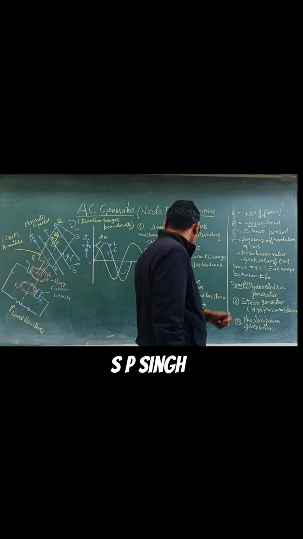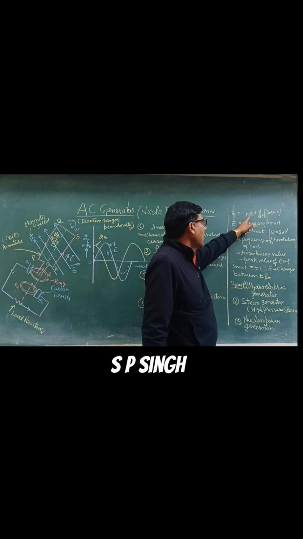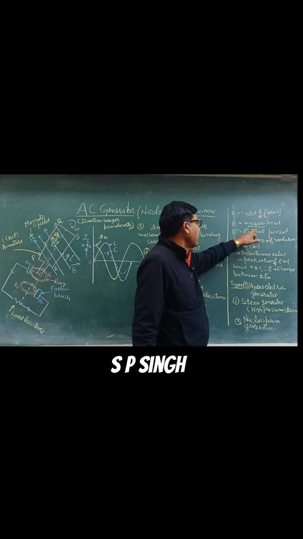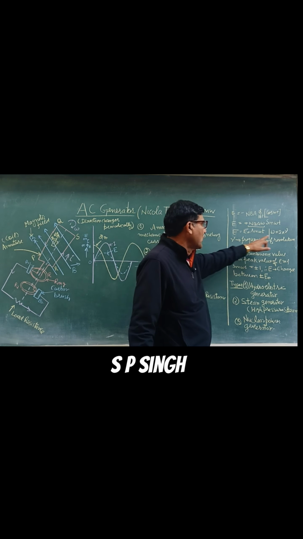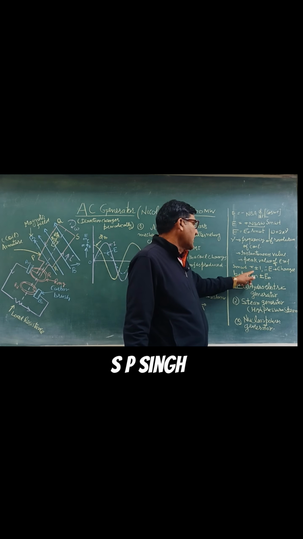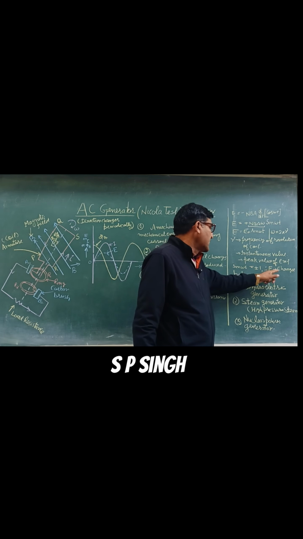If you differentiate, you get E equal to NBAω sin ωt. This value is known as the maximum peak value, and this is the instantaneous value. Nu is the frequency of rotation of the coil, and sin ωt changes between plus and minus 1, so E changes between plus and minus E naught.